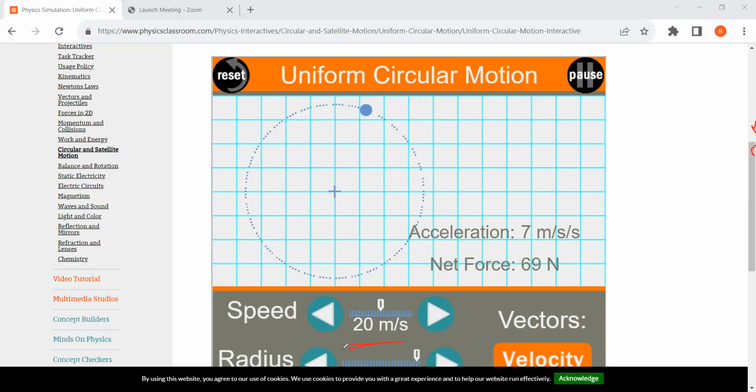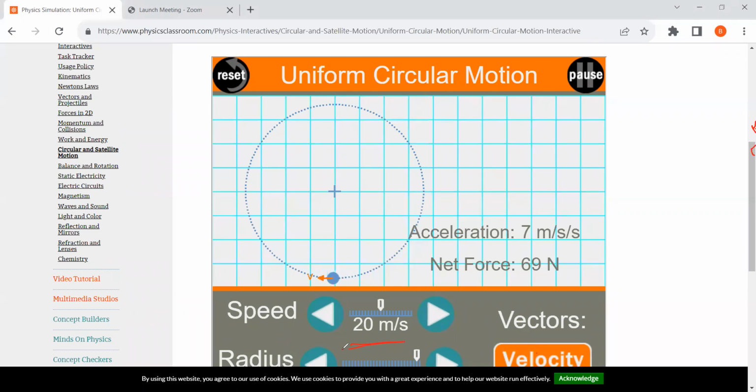If I hit velocities, it will show the direction of the velocity. This orange arrow basically shows you the direction and the magnitude of the velocity. You see that as it is moving in the circular path, there is no change in the length of the arrow, but the direction always changes, and the direction is the tangent at each point.